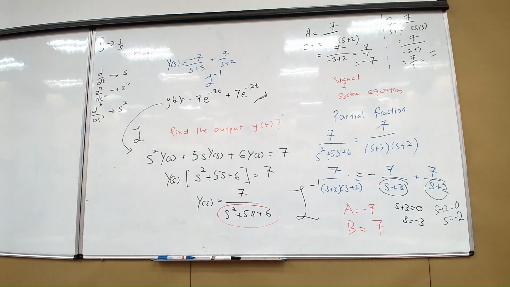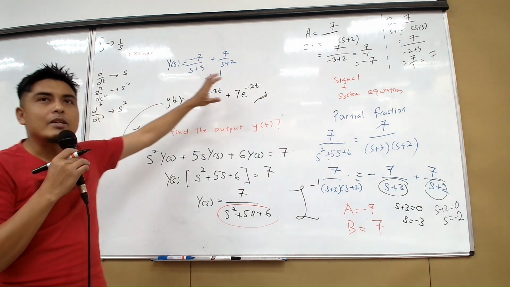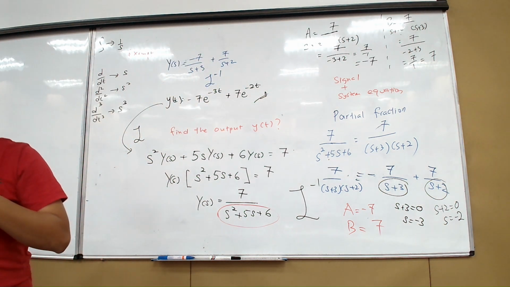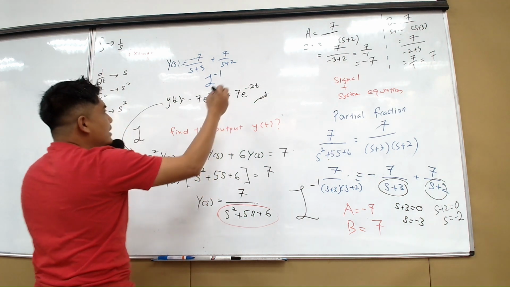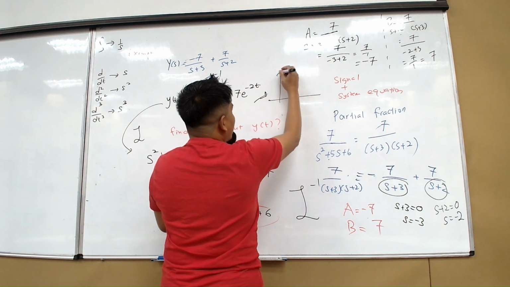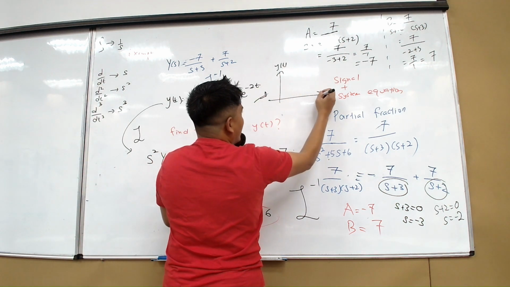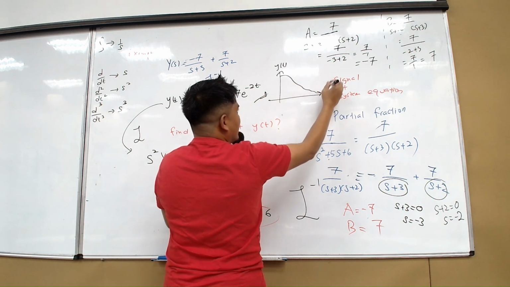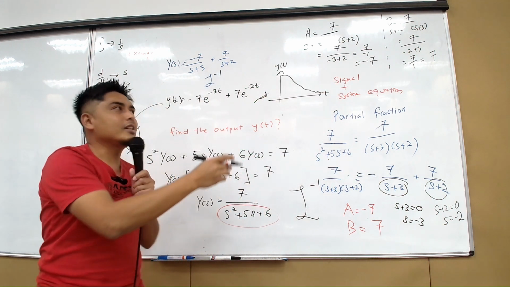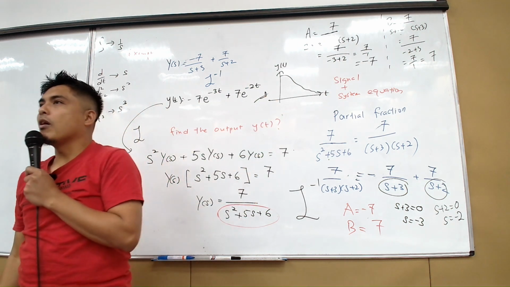So when you try to simulate this equation using MATLAB and so on, finally I believe you will get a graph of y(t) against t, something like this. So this is the output of the system.